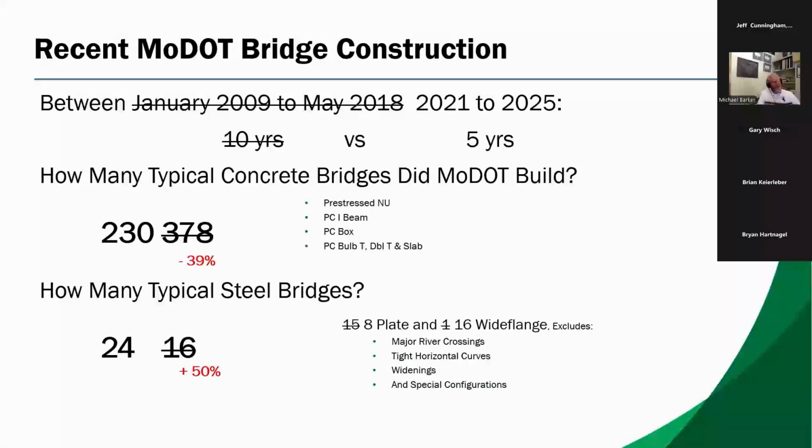So if we go back to that data from Missouri, we looked at the 10 years from 09 to 18. Now let's look at 5 years from 21 to 25, where Missouri built 230 typical concrete bridges and 24 typical steel bridges, a big increase in steel bridges because they're competing them and because steel bridges compete well and win.